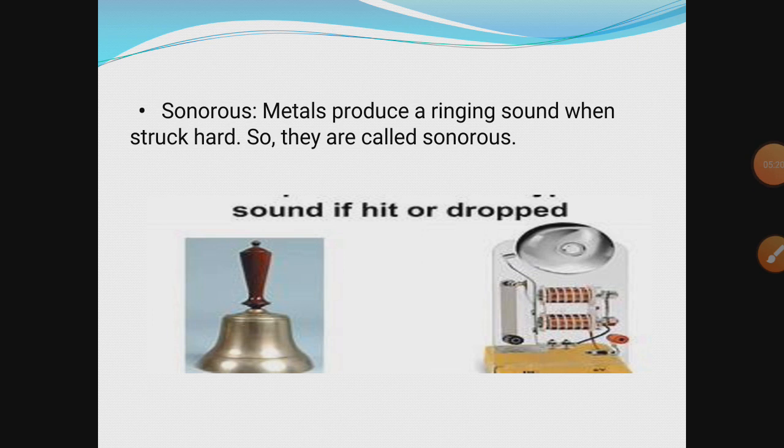Next property of metal is sonorous. Metals are sonorous. They produce a ringing sound whenever they are struck hard, or hit hard, or dropped, and that property is known as sonorous. So we say metals are sonorous. They produce ringing sound.